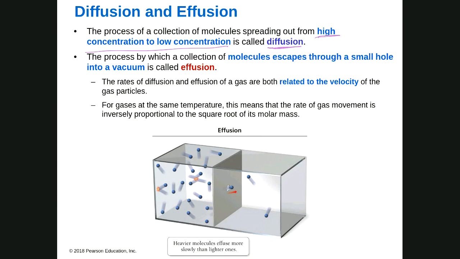But in gases, we have another thing called effusion. Okay, and effusion is where molecules are going to escape through small holes into a vacuum. So if you've got a vacuum out, it will come out.